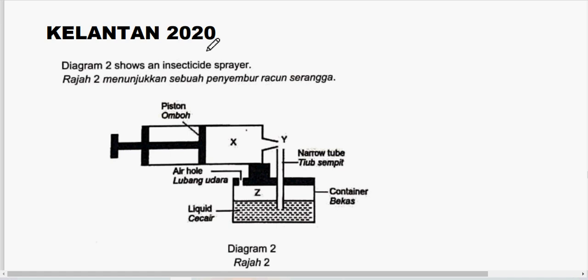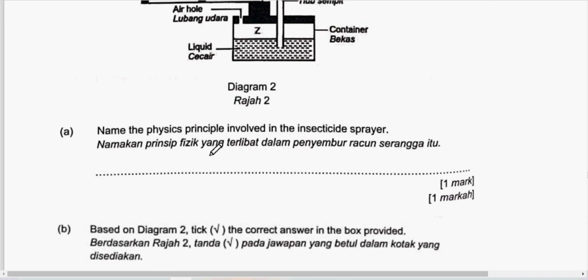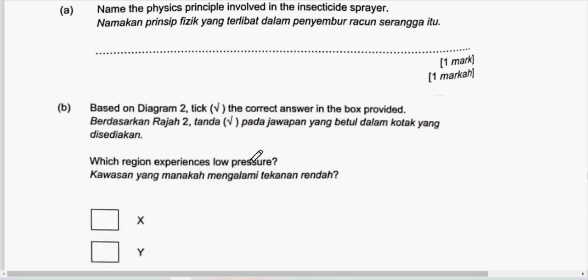Okay, so Kelantan paper also has an insecticide sprayer. You look at this, you know this is Bernoulli's principle. Name the physics principle involved. Yes, Bernoulli. So make sure the spelling is correct, don't get the spelling wrong. Make sure the spelling is exact. And then based on the diagram, tick the correct answer.